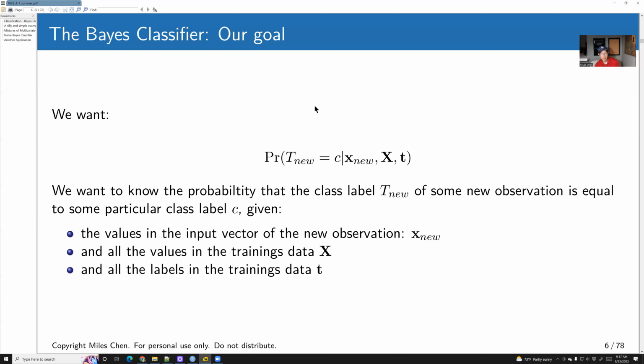Okay, so here is our goal. We want to know the probability that some new observation belongs to category C. We want to know the probability that the class label of some new observation is equal to some particular class label, based on all of the values in this new observation, and given our training data, which is the input values X and the training labels T.